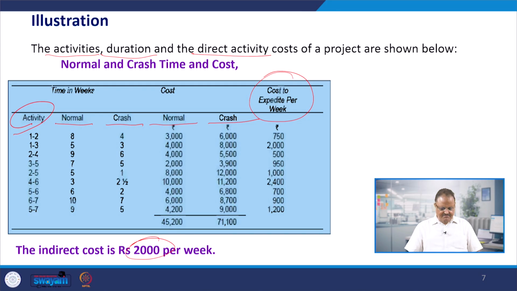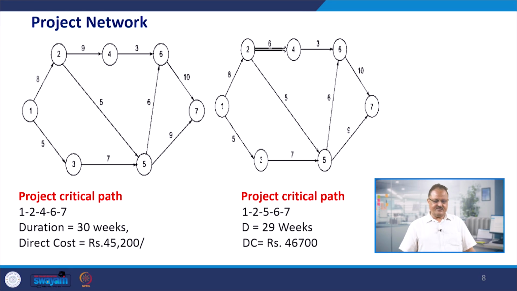On the basis of this information, we have to develop a network, and on the basis of that we will calculate the critical path, the duration of the critical path, which will be the longest path, and the cost. Now, let us see the structures. These are the project network structures which are already developed here. To save time, we will use these already developed structures.